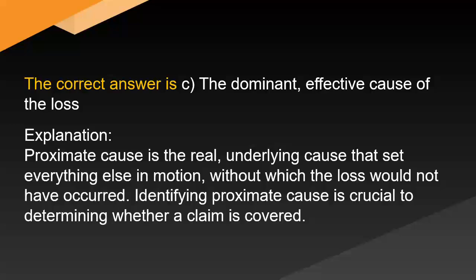The correct answer is C. The dominant effective cause of a loss. Explanation. Proximate cause is the real underlying cause that set everything else in motion, without which the loss would not have occurred. Identifying proximate cause is crucial to determining whether a claim is covered.